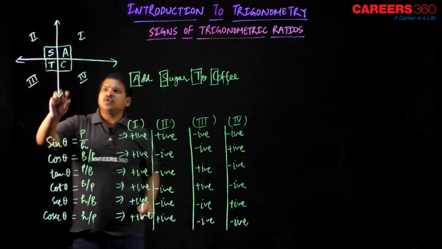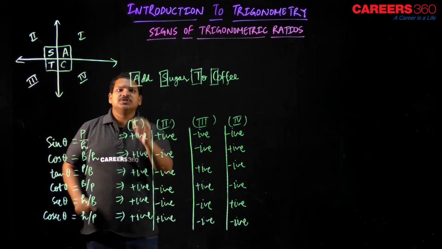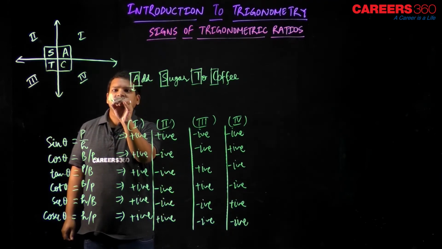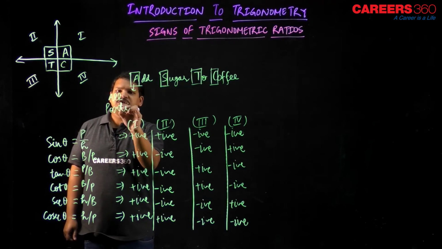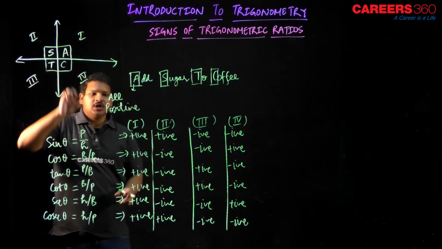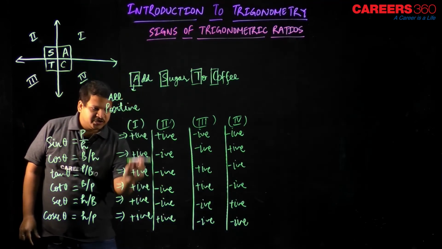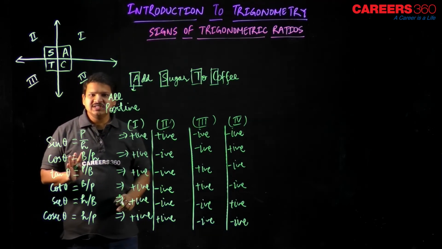Now let's understand what is meant by all of these. So A means all positive. That is, in the first quadrant all of these trigonometric ratios will be positive. I hope it is making sense.